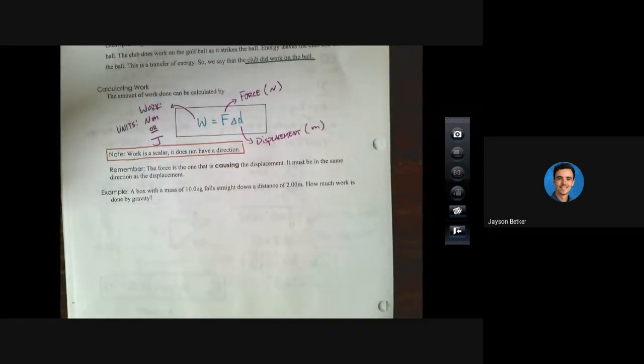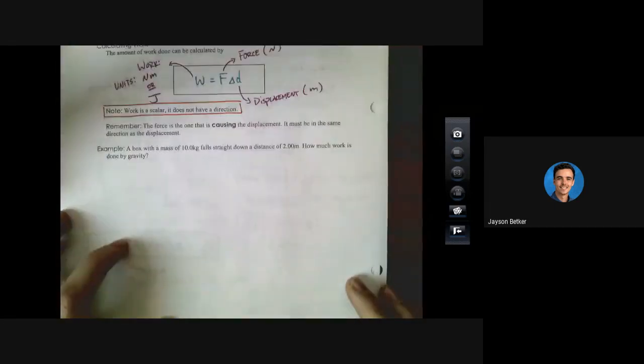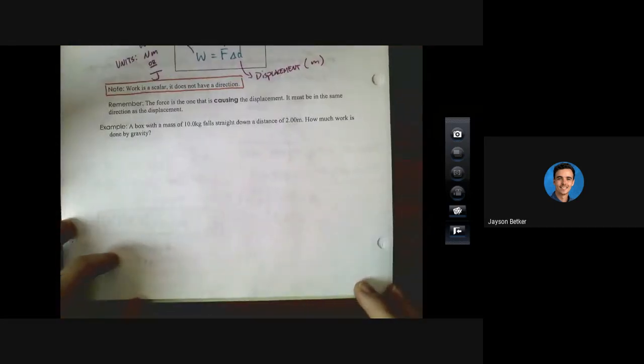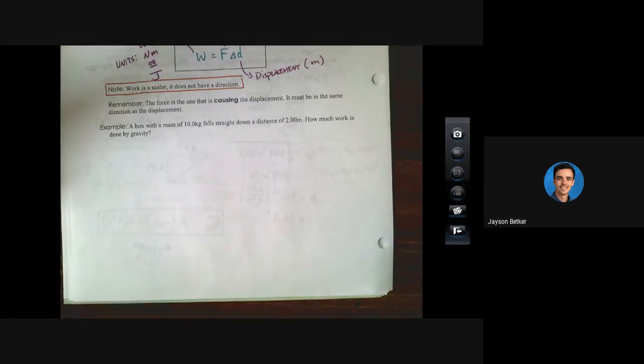In our notes here, what do we got? 2 examples, 3 examples. Let's do 3 examples. It's been a little while since we've done some notes. Example number 1, a box with a mass of 10 kilograms falls straight down a distance of 2 meters. How much work is done by gravity on this box?